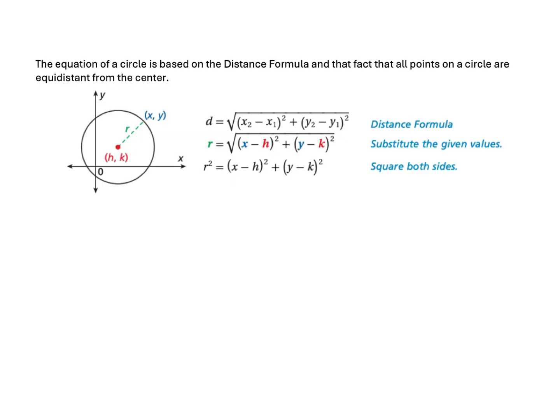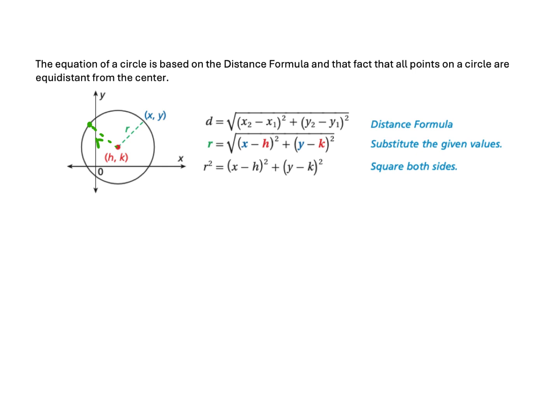The equation for a circle is based on the distance formula and the fact that all of the points on a circle are equidistant from the center. So no matter where we pick a point (x, y) on the circle, it's always going to be that fixed distance from the center of the circle. The radius is that distance.